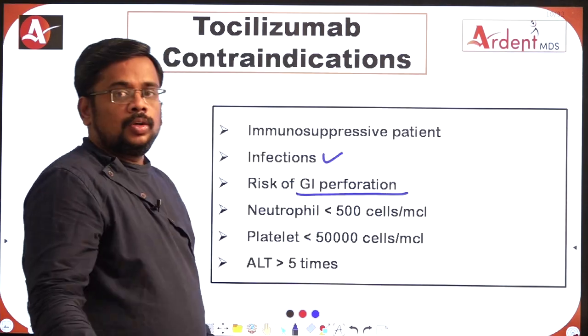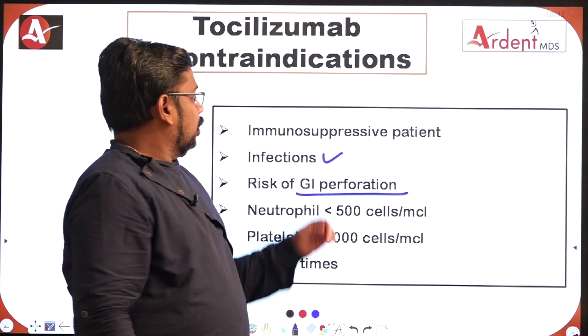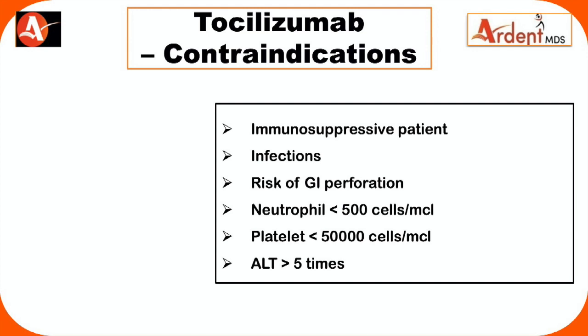Tocilizumab is contraindicated in immunosuppressive patients, infections, and if the patient is at risk of GI perforations, when the neutrophil count is less than 50 and platelet count is less than 50,000, and if the alanine transaminase is more than 5 times the normal, then Tocilizumab is contraindicated.